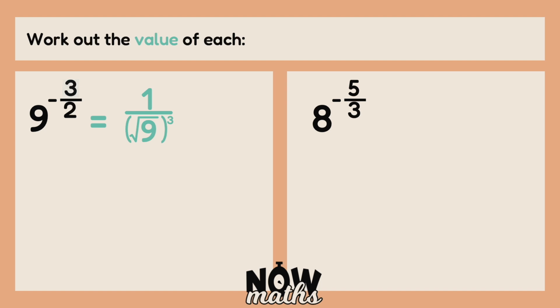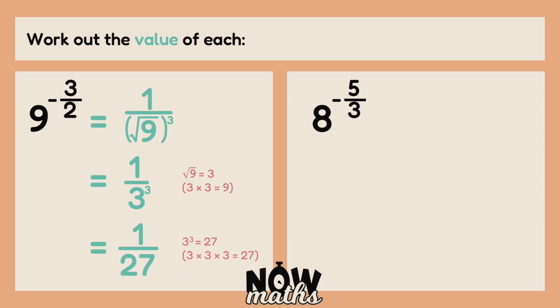So the square root of 9 will give us 3, so we'll have 1 over 3, and then we need to cube after, and 3 cubed is 27, so we get our final answer of 1 over 27, or 1/27. For the second question on screen, we're going to raise 8 to the power of negative 5 thirds. Again, because the power is negative, we're going to take the reciprocal of 8 first, which is an eighth.